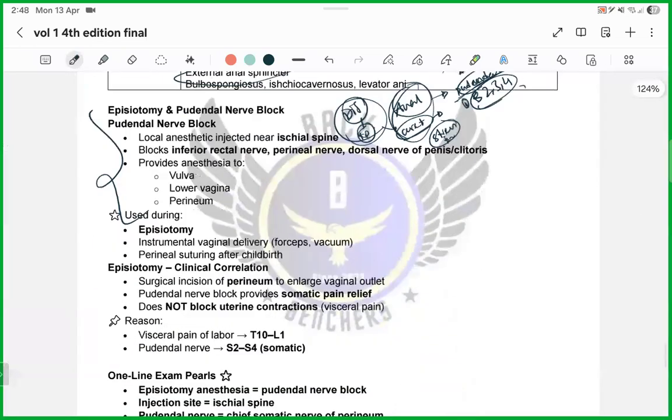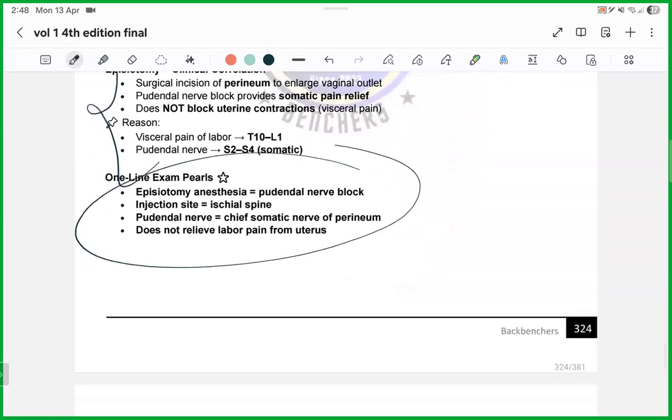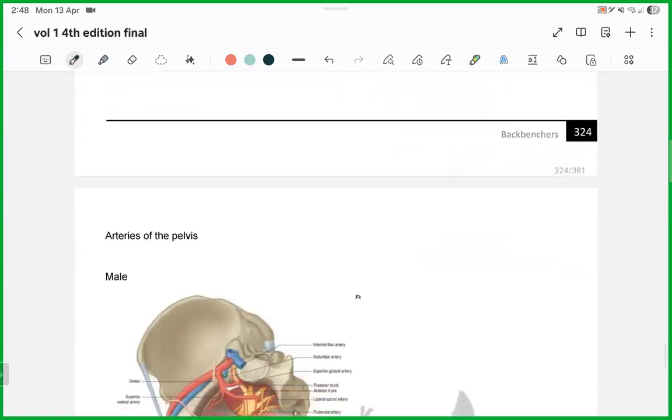Now here I have written it in detail, 100% important. So you don't have to mark anything, just memorize everything mentioned here, every single thing. Very important: episiotomy, anesthesia, pudendal nerve block, injection site ischial spine. The pudendal nerve is the chief somatic nerve of the perineum; it does not relieve labor pain from the uterus. Okay, so remember this information.